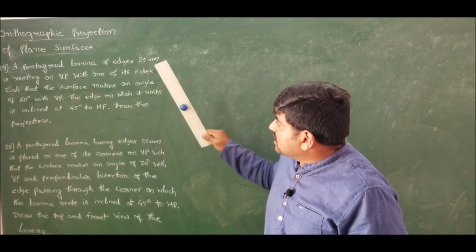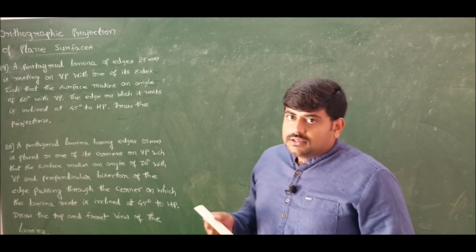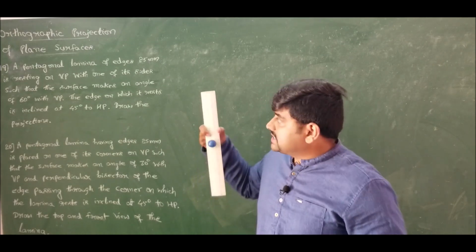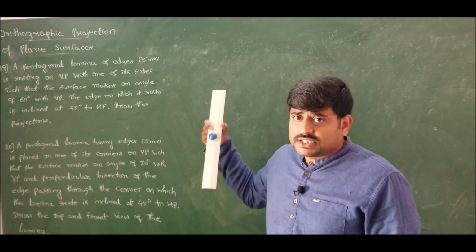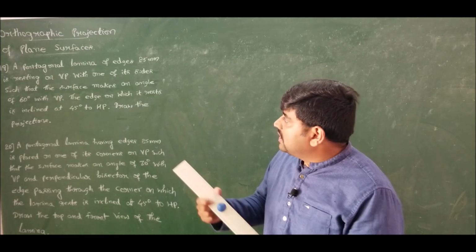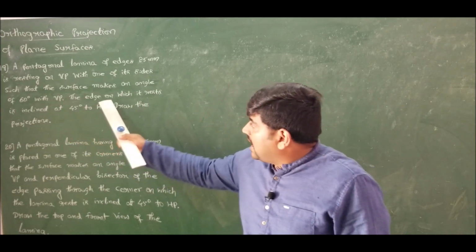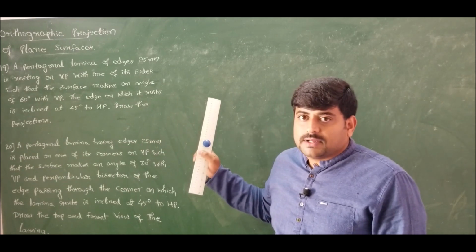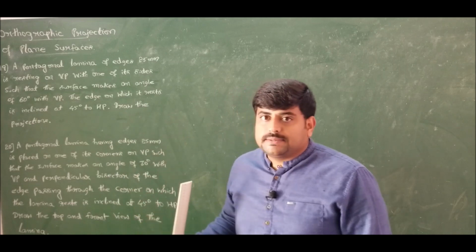We have a pentagonal laminae resting on one of its edges on vertical plane. So I should draw the pentagon in the front view because it is resting on VP on one of its sides. Since it is resting on VP in the second position, I should show inclination with respect to VP itself, given as 60 degree with VP. And finally, I will show the inclination with respect to HP. The edge on which it rests is inclined at 45 degree to HP.